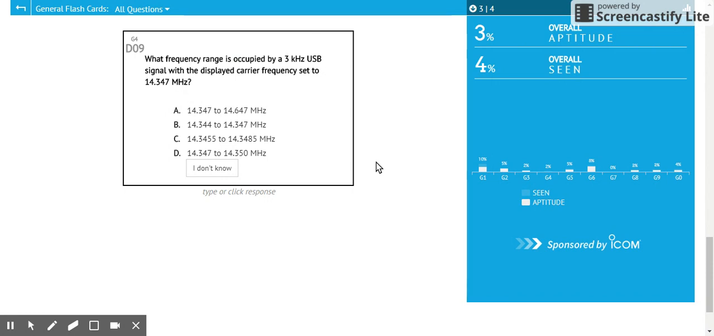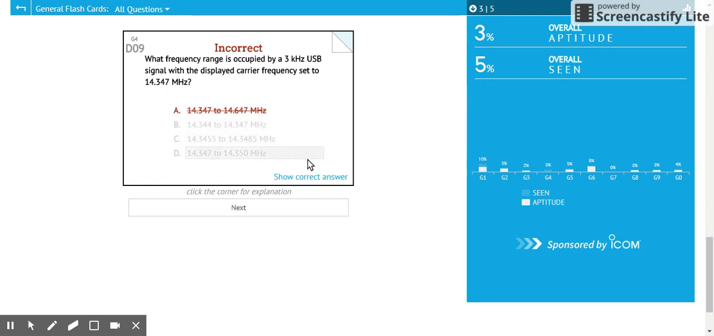What frequency range is occupied by a 3 kHz USB signal with the displayed carrier frequency set to 14.347 MHz? Oh boy. I think it's A. No! It's D. Oh, yeah. I see. 47 to 50.